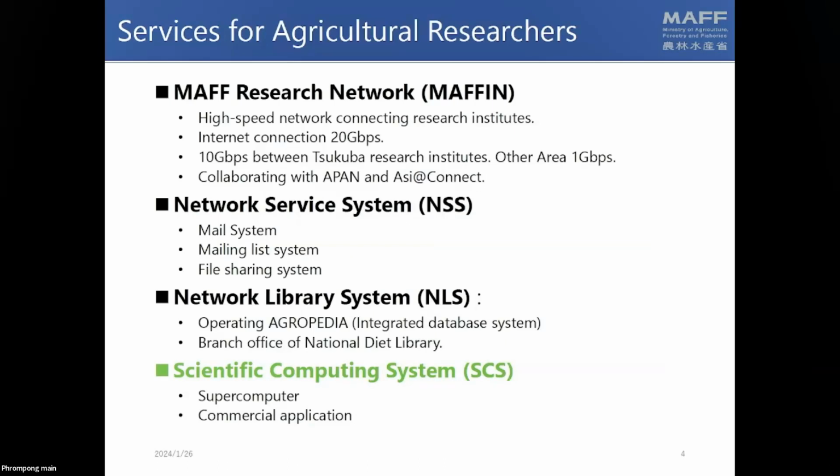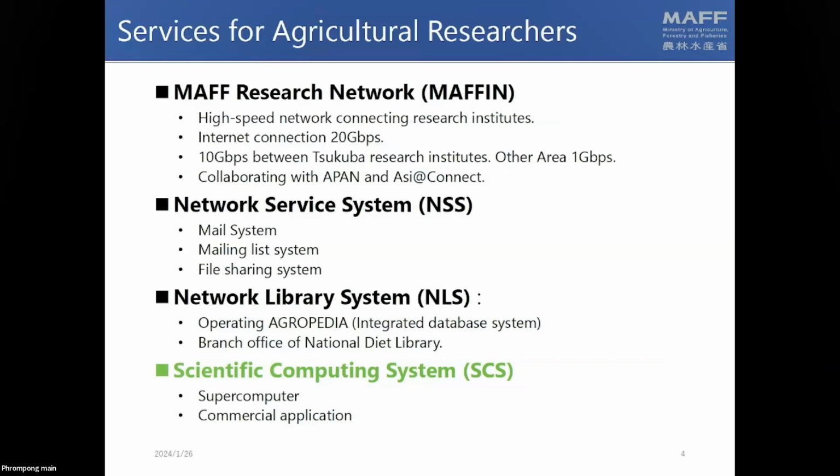We provide various services to researchers at the Ministry of Agriculture, Forestry, and Fisheries in Japan. MAFFIN is a high-speed network service connecting research institutes and MAFF. The internet connection is 20 Gbps. The MAFFIN connection to the Tsukuba City research institutes is 10 Gbps. The MAFFIN connection to research institutes in other areas is 1 Gbps. We collaborate with APAN and AgWG.